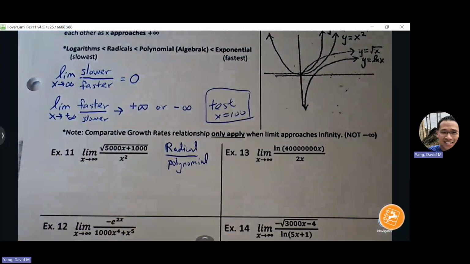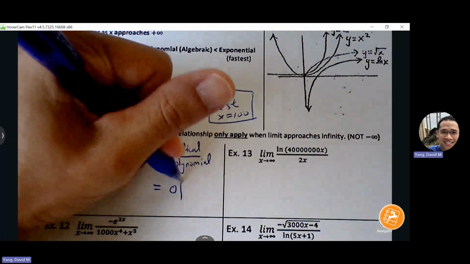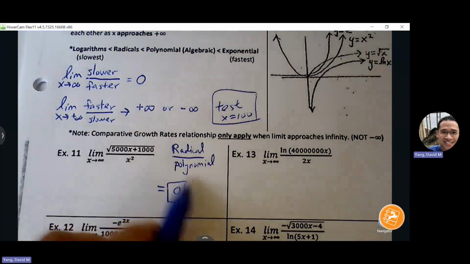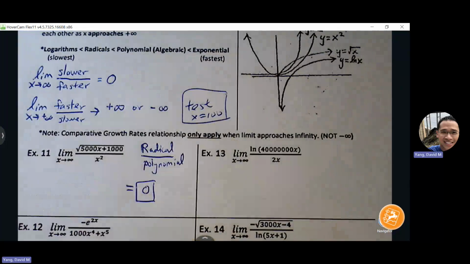Okay, so which side is growing at a faster rate? Polynomial. Yep, the polynomial, which is in the denominator, which means my limit is going to be what? Zero. So we're able to get a quick read, even though it looks complicated. We know which side is growing faster, and it's either infinity or zero.